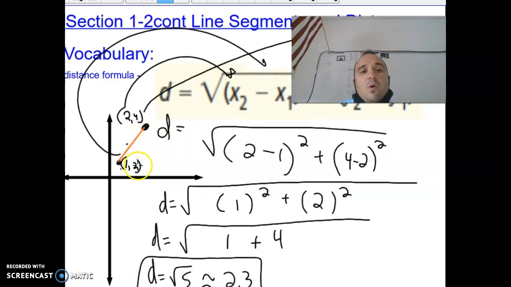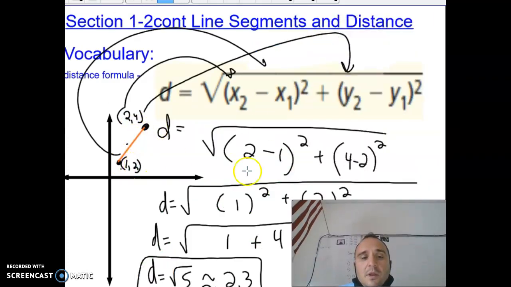So to find the distance between 1, 2 and 2, 4, use this formula. And when you plug the numbers into this formula, you find out the distance here is very short. Between 1, 2 and 2, 4 is only 2.3.